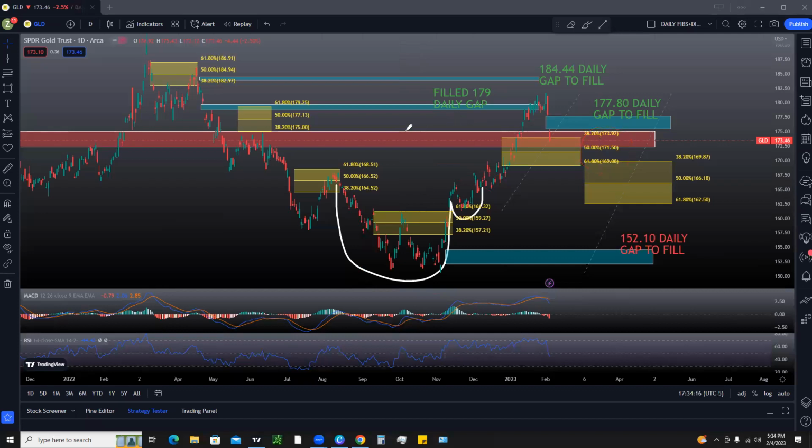Now, there's a couple boxes on here, right? We have these blue boxes and we have this red one right here.